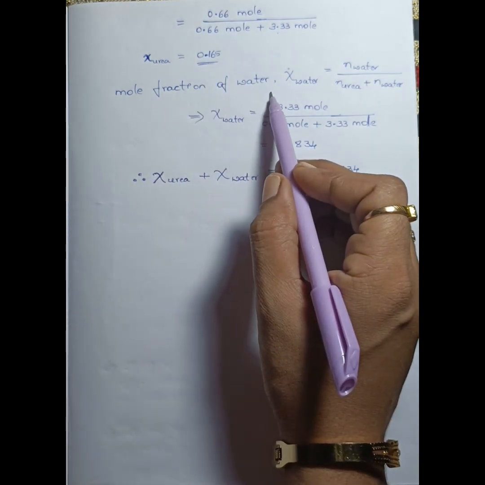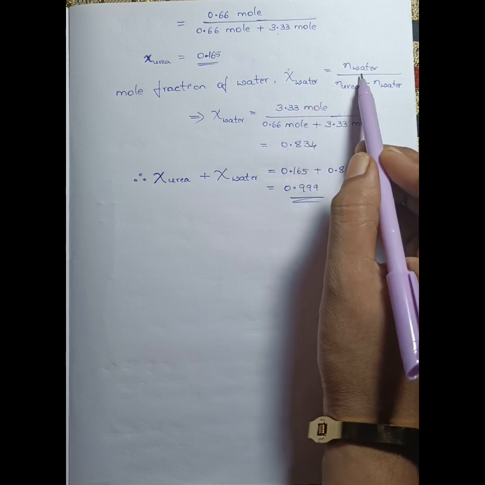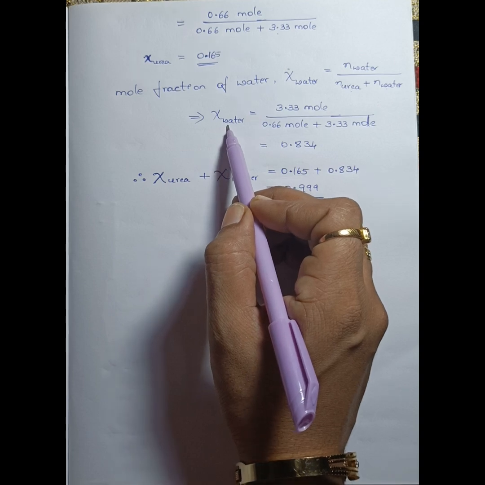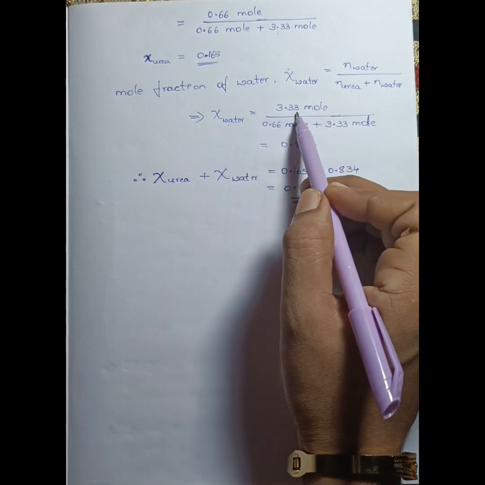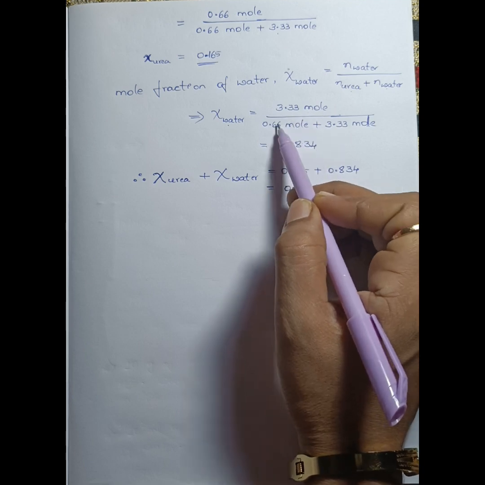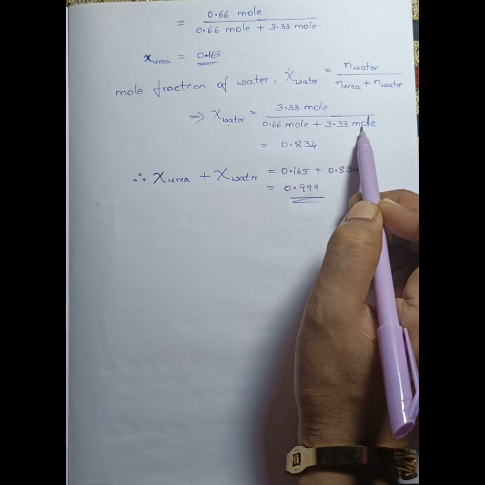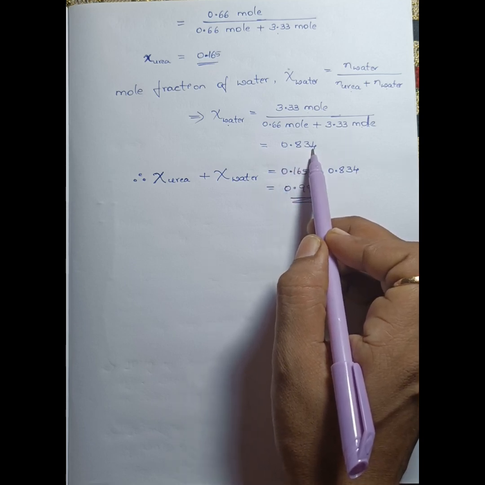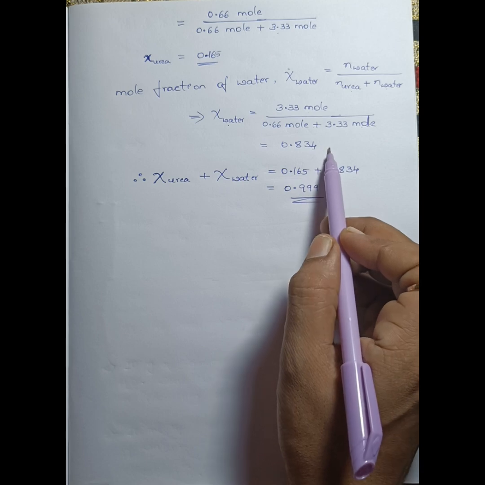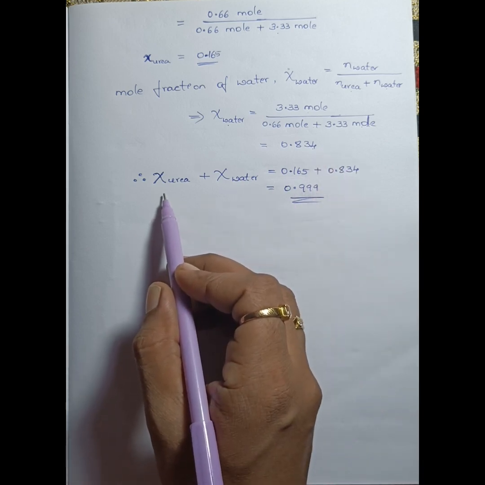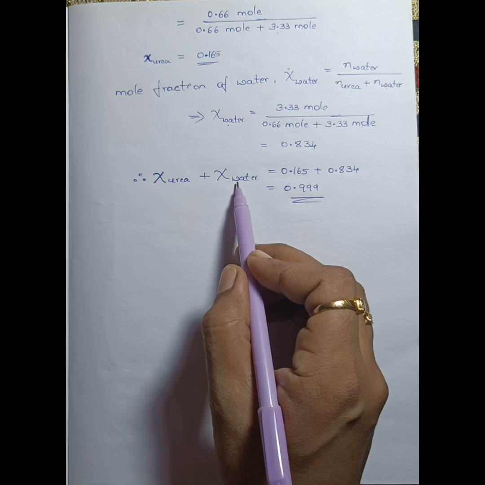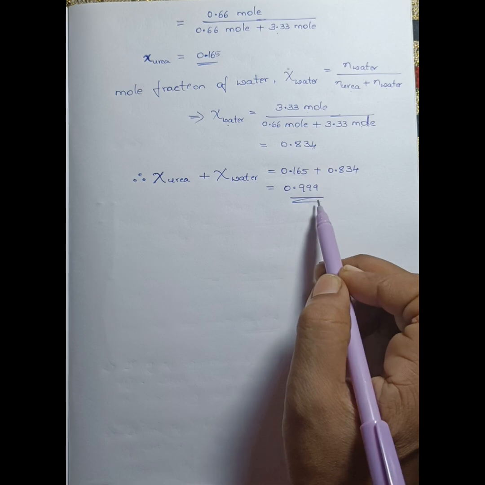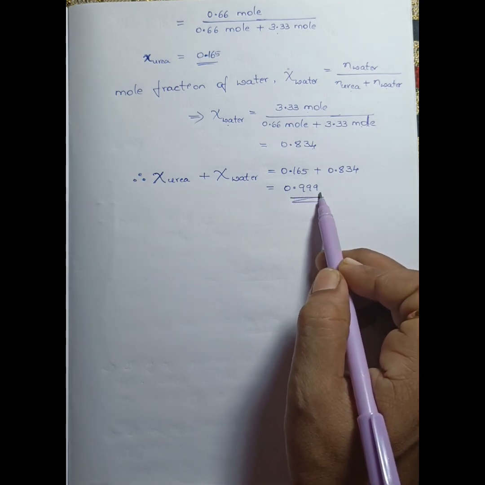So next, the mole fraction of water. That is chi water is equal to N water by N urea plus N water. So this is the formula. N water we have found 3.33 mole, by 0.66 mole plus 3.33 mole. When we solve this, we get 0.834. Okay, there is no unit for mole fraction. Now let us add the mole fraction of urea and the mole fraction of water, chi urea and chi water. When we add these, we obtain 0.999 as the answer.